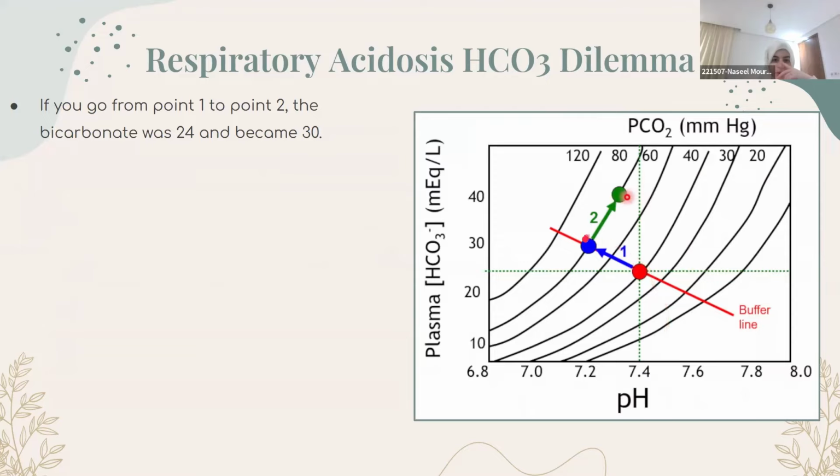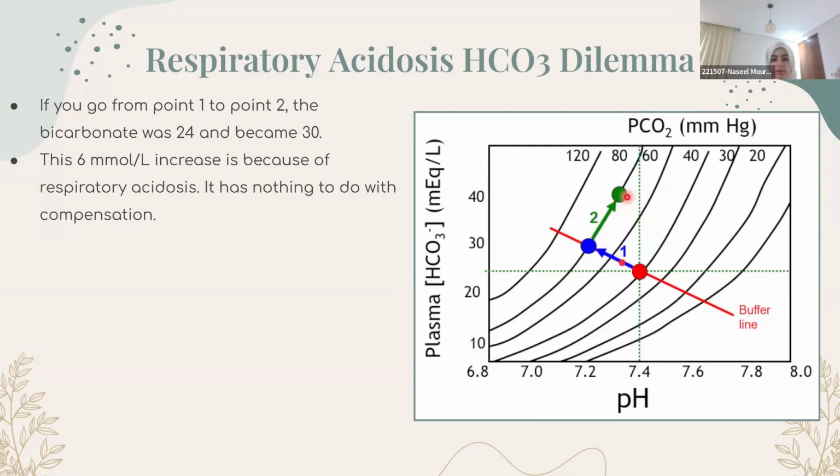If you go from point 1 to point 2, you see that the bicarbonate at first was 24, and now it is 30, okay? Now, does this increase, what do you think? Is this the compensation, this small increase, or is this coming from the disturbance itself? What do you guys think? It is coming from the disturbance itself. Correct. Another tip is that the circle is still on the buffer line, so there's no compensation.